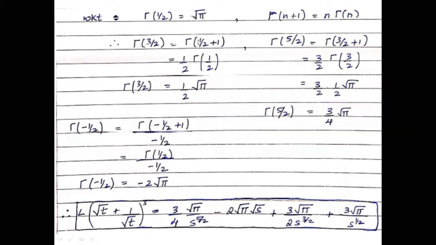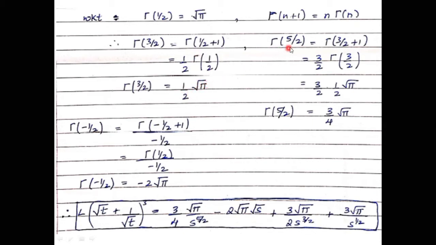See here, I have used this formula: gamma n plus 1 is equal to n gamma n. I have used this here. See, I can write this 3 by 2 as half plus 1. Gamma half plus 1 is equal to half gamma half. So gamma n plus 1 is equal to n gamma n, and in place of n I am having half here. So I have written half gamma half. Gamma 3 by 2 is equal to half gamma half. I know it is root pi, so it is half root pi.